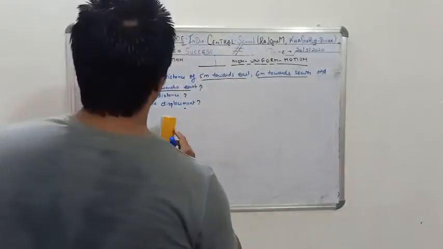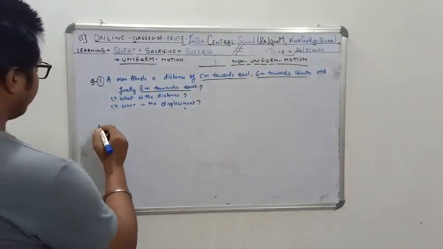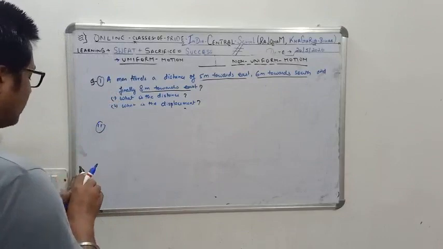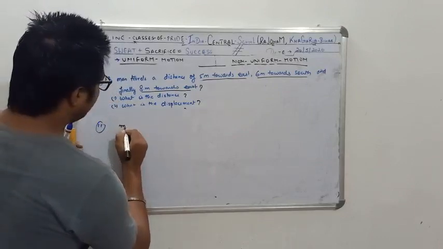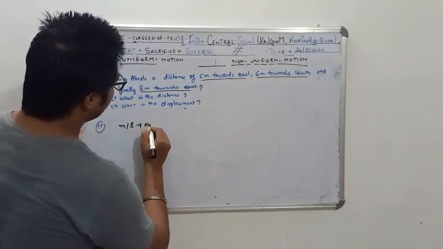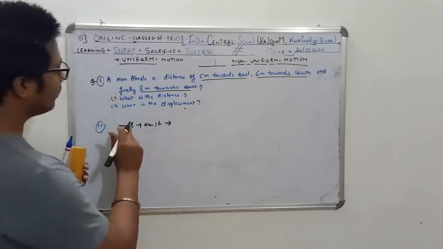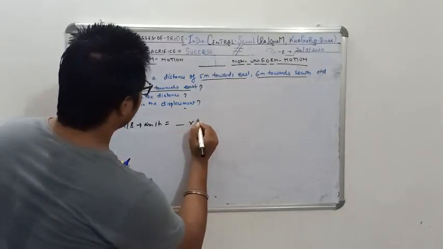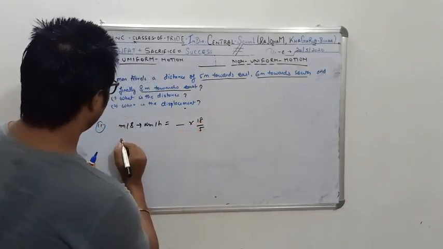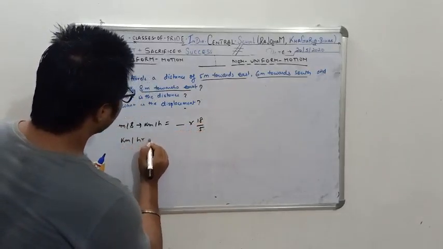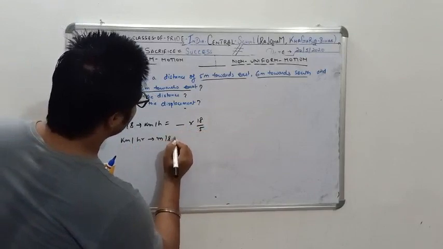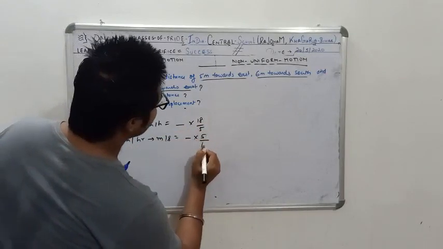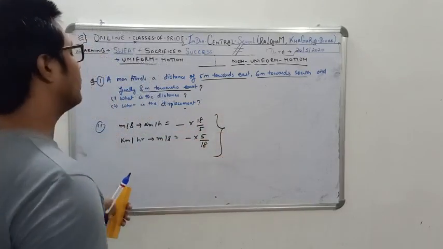So next I will be telling you how to convert meter per second to kilometer per hour. If you want to convert meter per second to kilometer per hour, you multiply by 18 by 5. And if you want to convert kilometer per hour to meter per second, you multiply by 5 by 18.